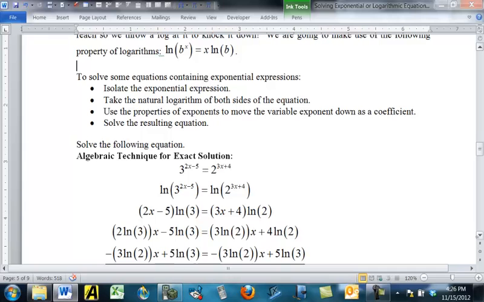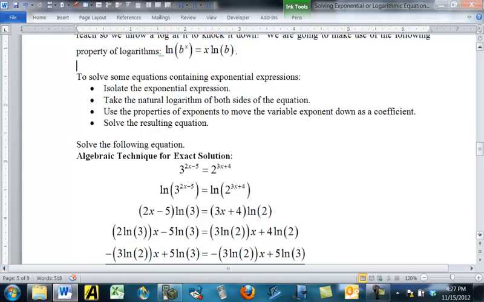You eliminate the x's on one side by adding its opposite. So we want to get rid of the x's on the right. We add a negative 3 ln of 2. Well, first we distribute. So on the left we got ln of 3 times 2 times x is 2 ln of 3 times x. And then we got negative 5 times ln of 3. On the right, we have ln of 2 times the 3 times x is 3 ln of 2, which is our coefficient, times x. And then plus 4 ln of 2.